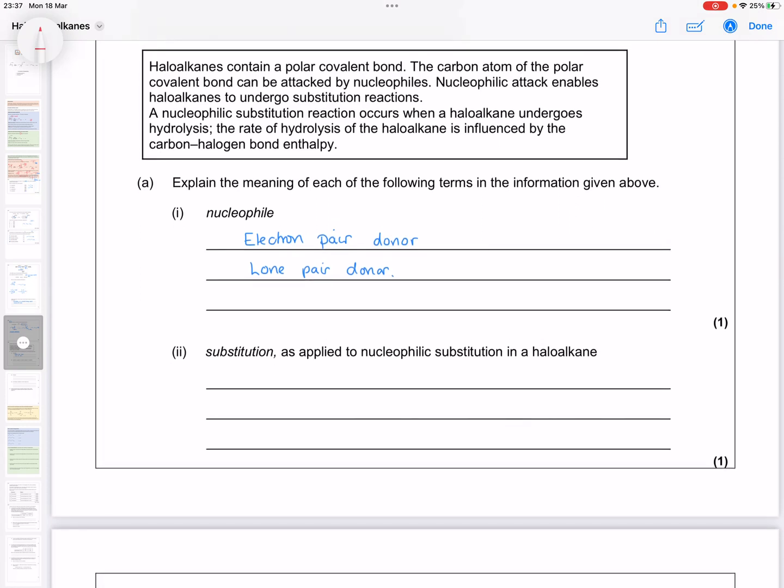Substitution, okay? Substitution is exactly what it says on the tin here. It's where we replace, so replacement of the halogen in a halogenoalkane or haloalkane, same type of compound. So this is in particular as applied to the halogenoalkanes, replacement of the halogen in a halogenoalkane with the nucleophile. Okay.